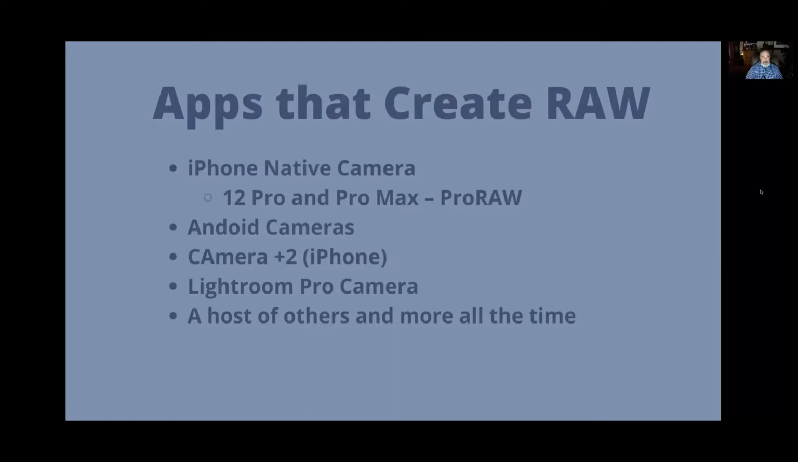If you have earlier cameras, there are other ways to capture raw images. Camera Plus 2 is an iPhone-only app, but it does a wonderful job of recording raw files for us. Also available to both iPhone and Android users is the Lightroom Pro camera that's part of the Lightroom mobile app. If you subscribe to the Adobe Creative Cloud for Photoshop or something like that on your desktop, your subscription fee covers the full version of Lightroom for your phone.